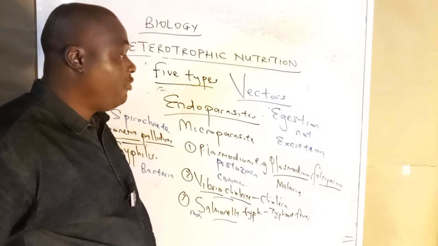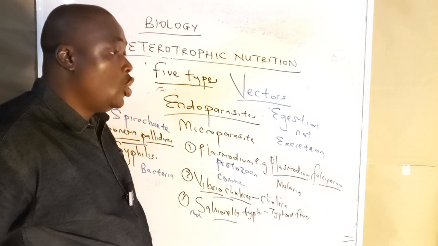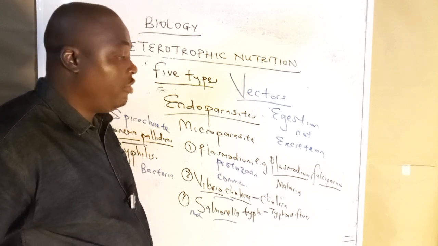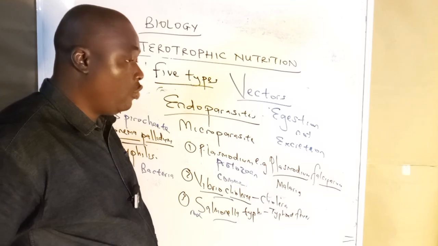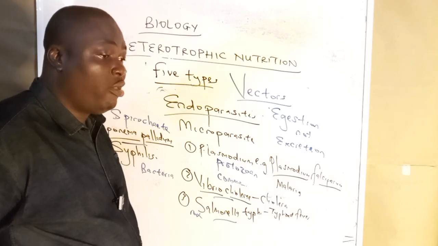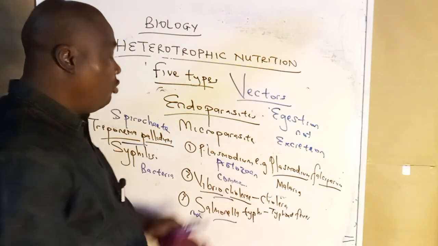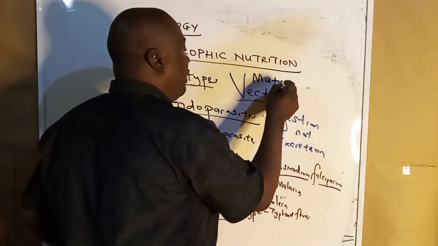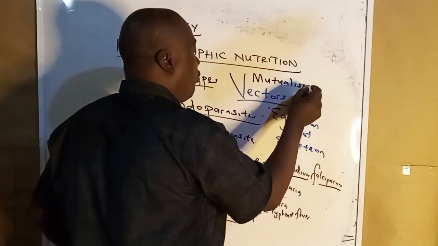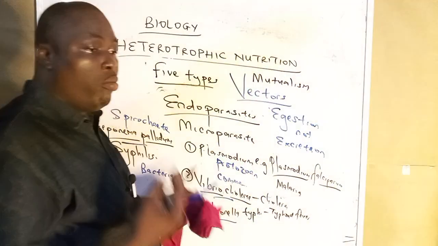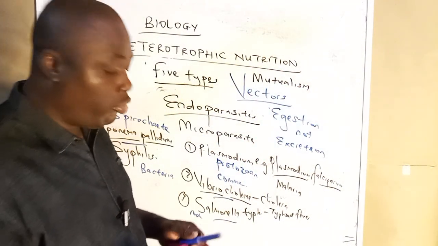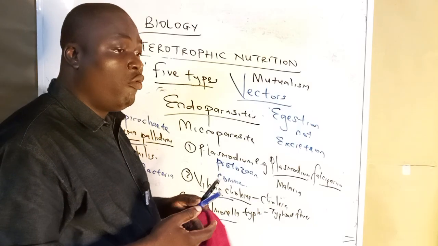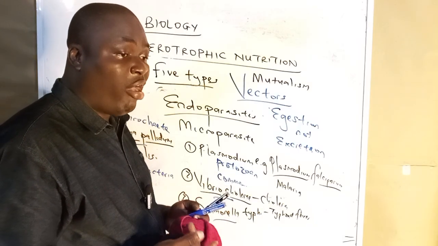So in the next class, we will continue with the other types of nutrition. I said mutualistic and symbiotic nutrition, and saprophytic and carnivorous plants. Why I called it mutualistic was because in those days, symbiosis was mainly a type of nutrition where both organisms benefit. But nowadays, the recent understanding is that symbiosis simply means an association between two organisms, whether they benefit or not.